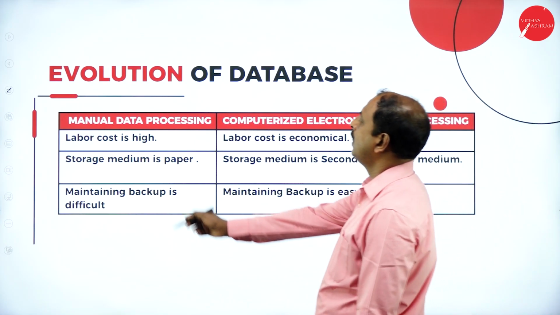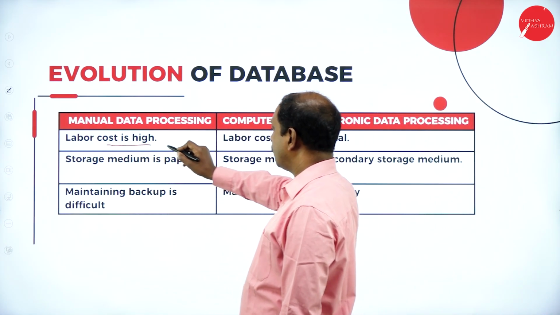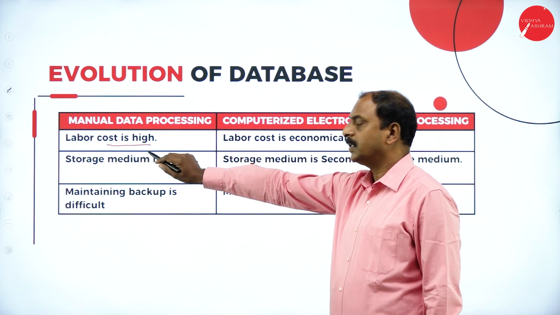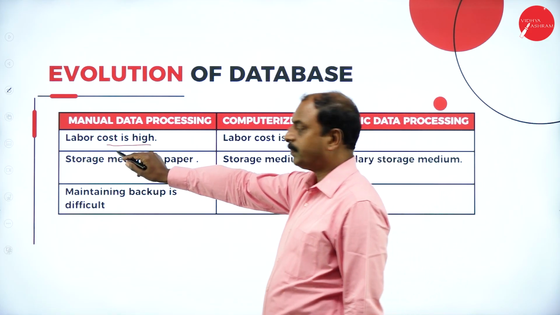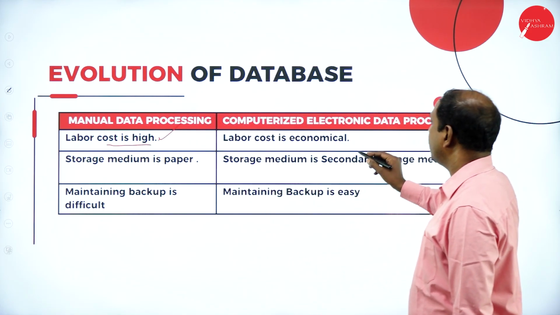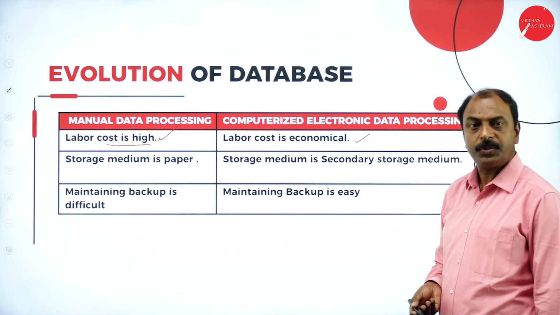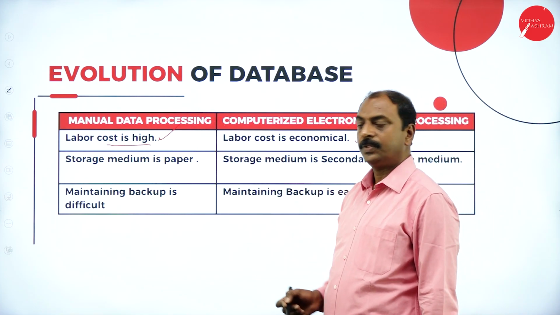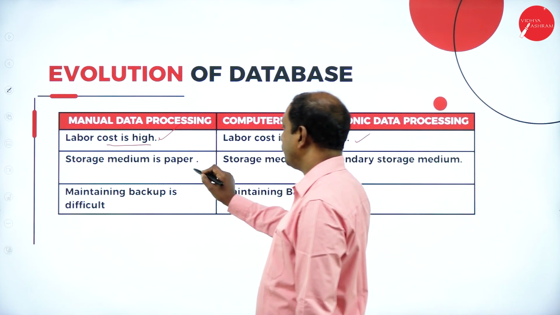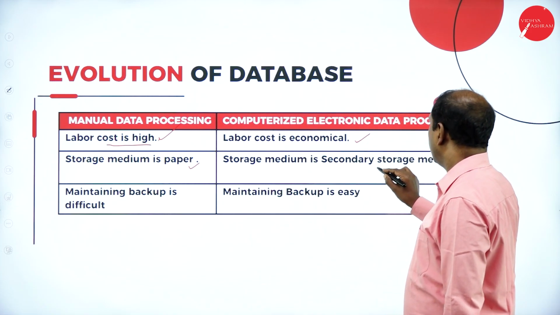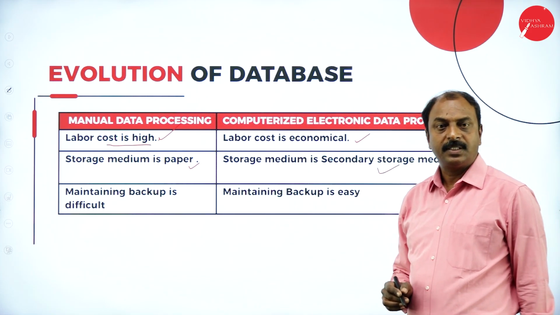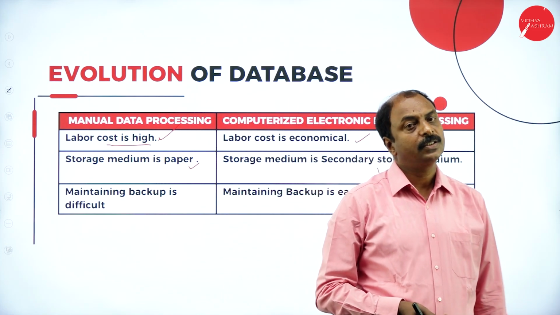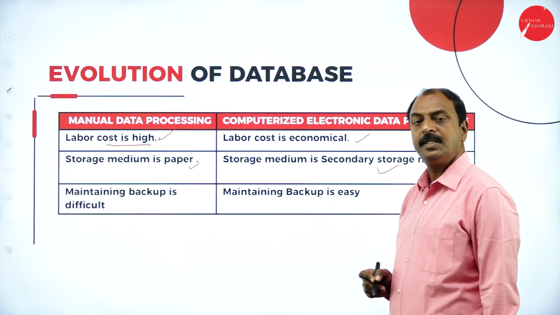Next one is, labor cost is high because everything was manual. All the work or processing had to take place with the help of labor, so it was very costly. But here it is economical. Nowadays we are using computers for all the data processing work, and it is economical compared to labor work. Next one is, the storage medium was paper. Nowadays we are using secondary memory devices as the storage medium. As you know, it may be a hard disk, a floppy disk, an optical disk, a flash drive, and so on. That is the storage medium.